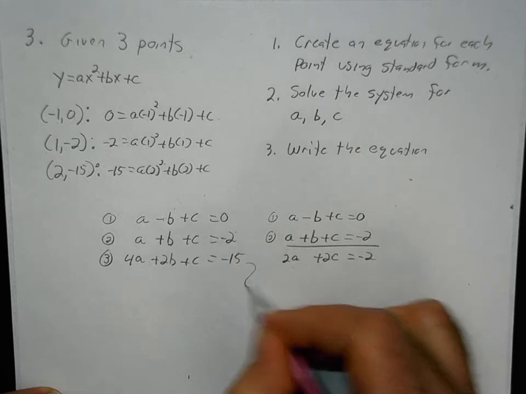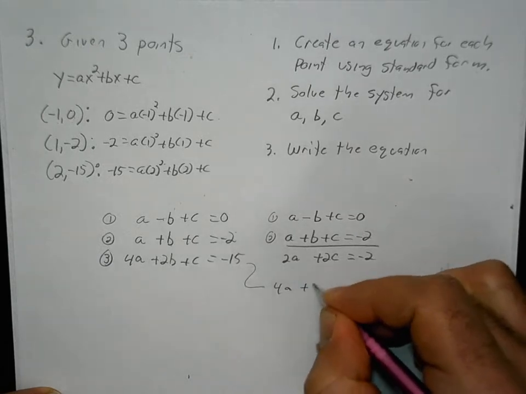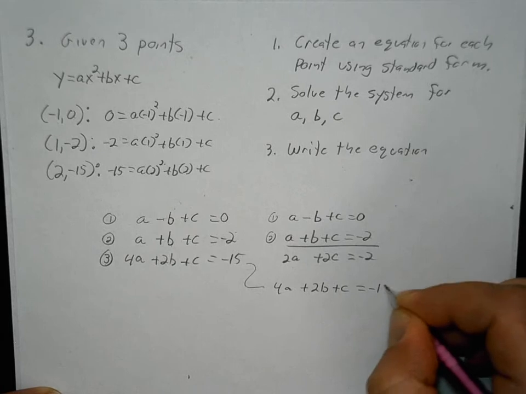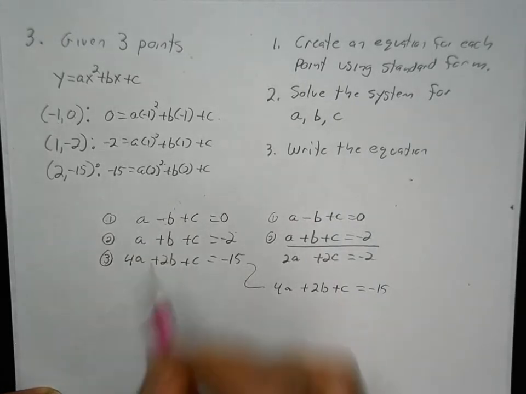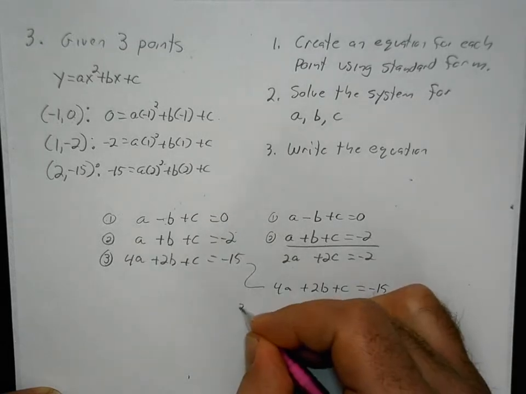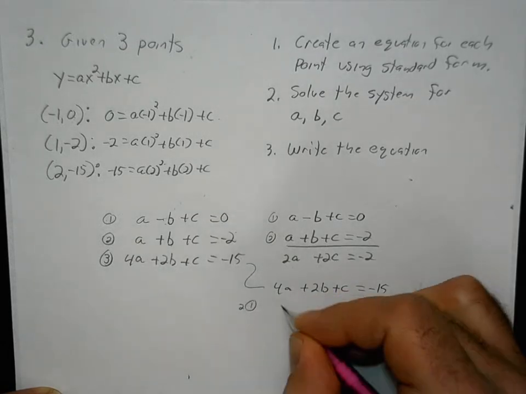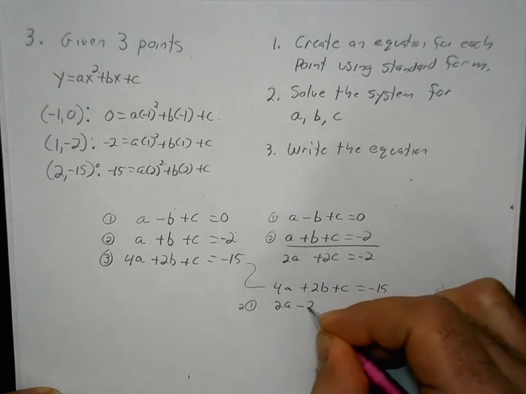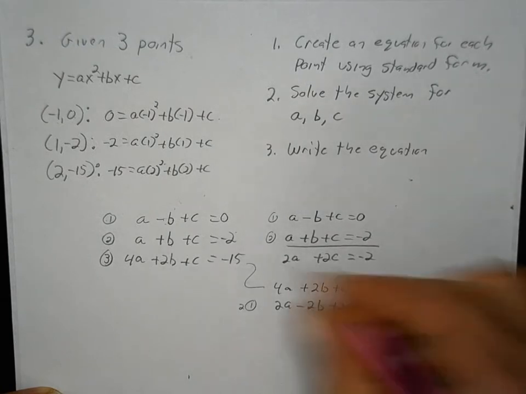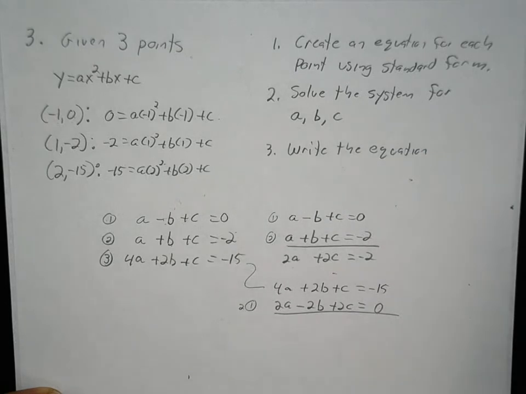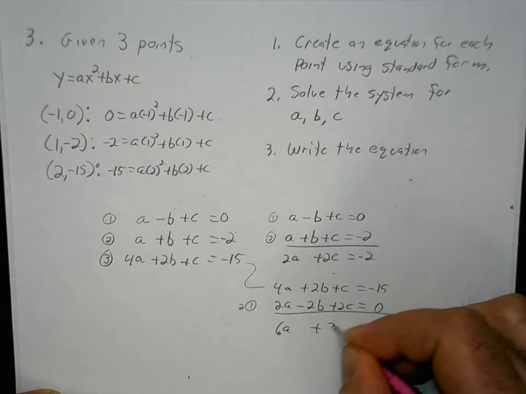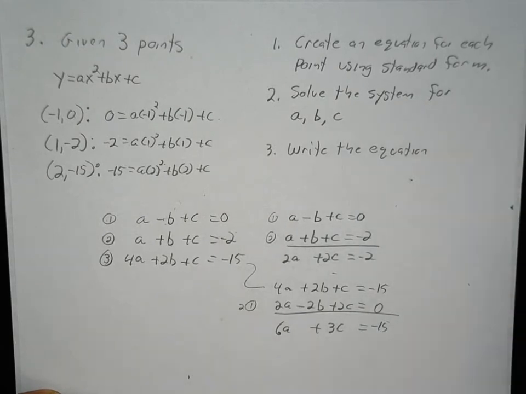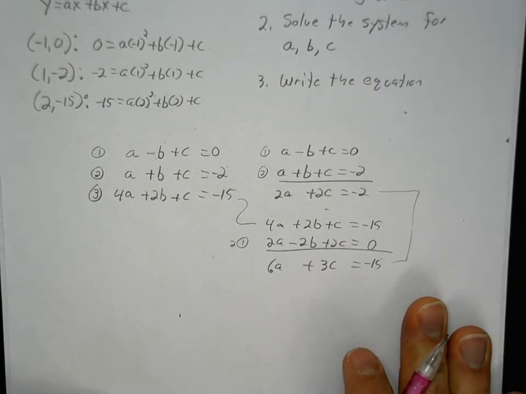So let me rewrite the third equation here. I'm probably going to take equation 1 and multiply it by 2, so I have opposites there. So this is going to be 2 times equation 1: 2a minus 2b plus 2c equals 0, 2 times 0. So I got 6a plus 3c equals -15. Now I have to take these 2 equations together and do some elimination there.